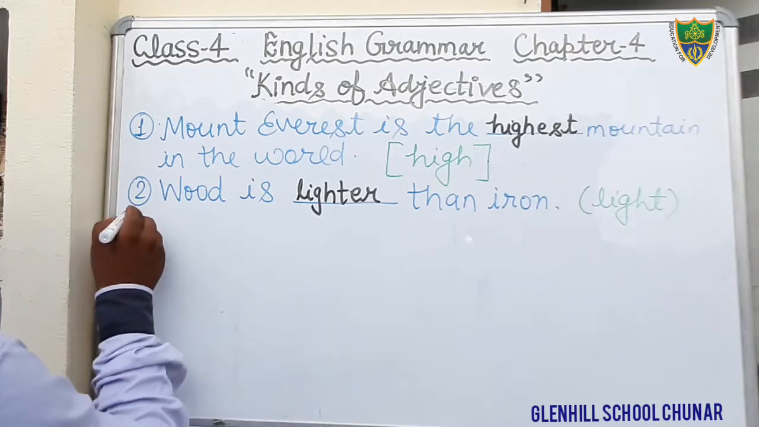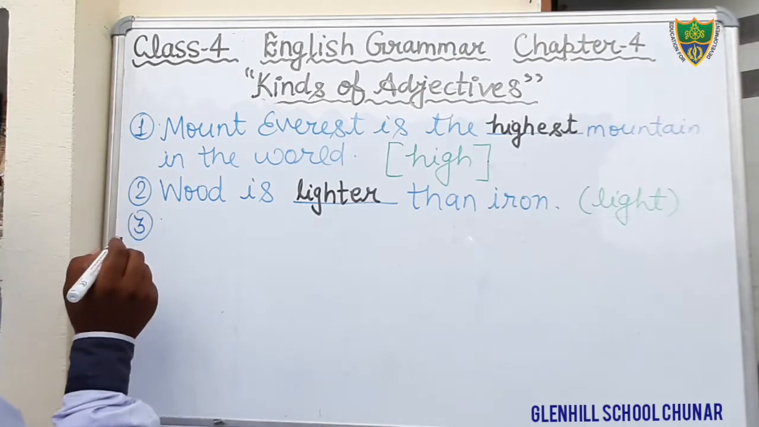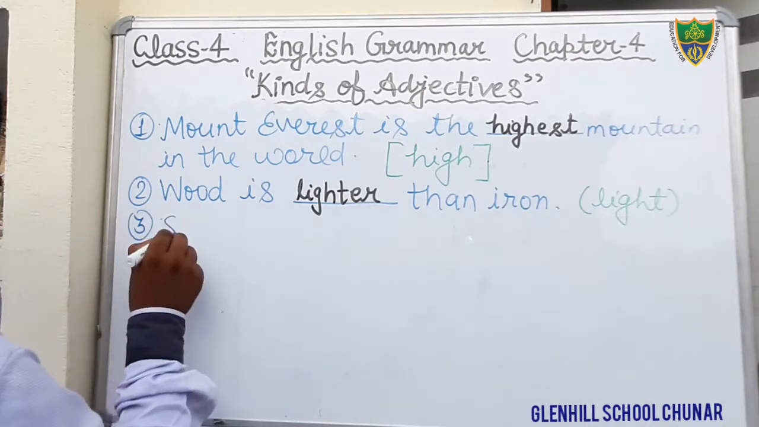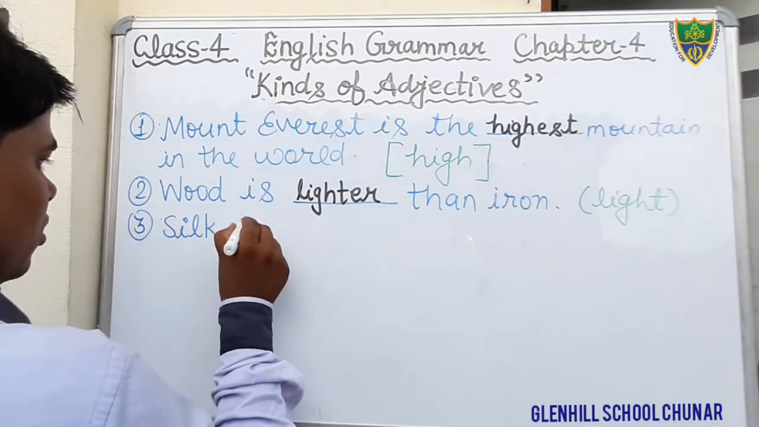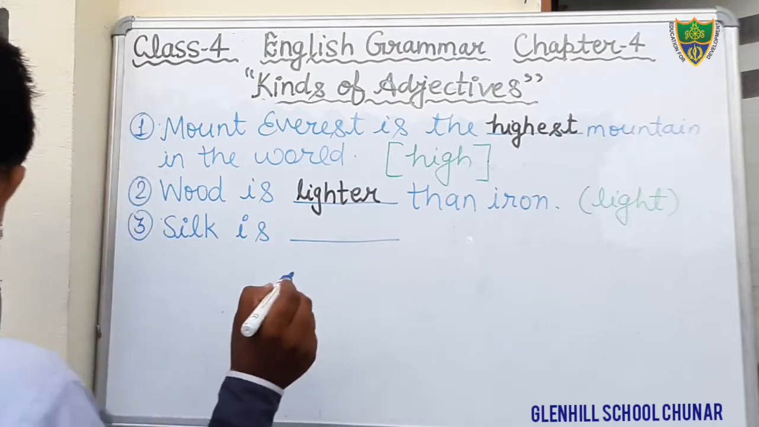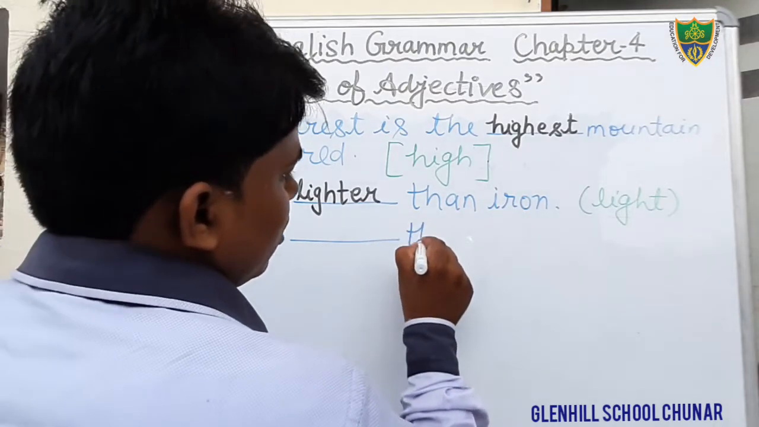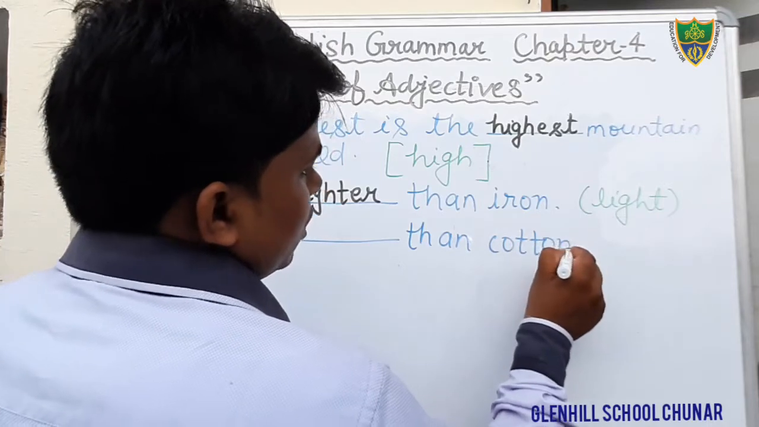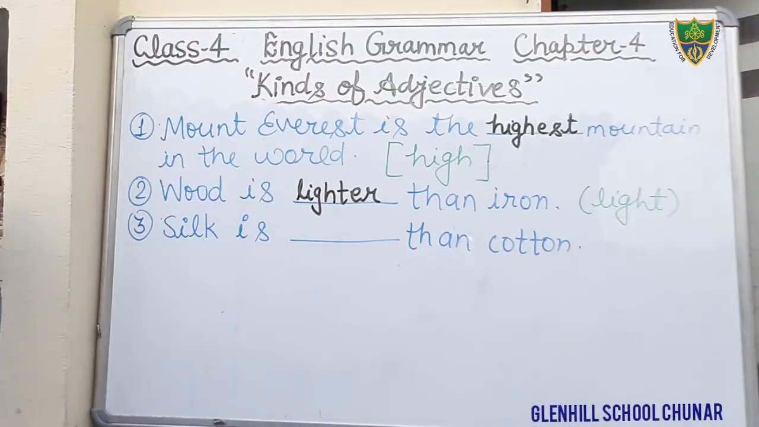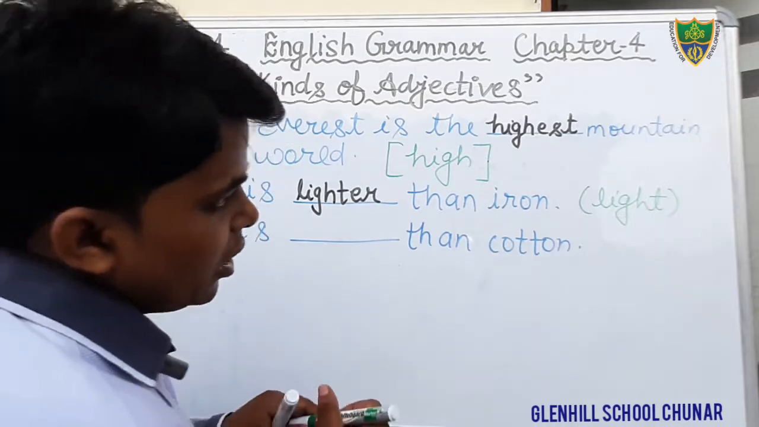Question number 3. Question number 3 is what? Silk is, there is a blank, than cotton. Than cotton. This is the question. In the blank what is given? Soft. Here in the blank it is given soft.